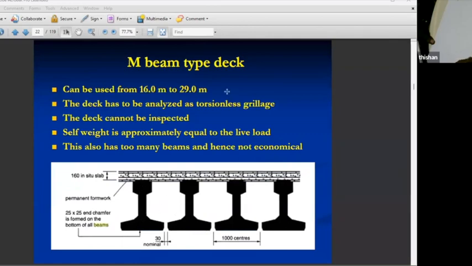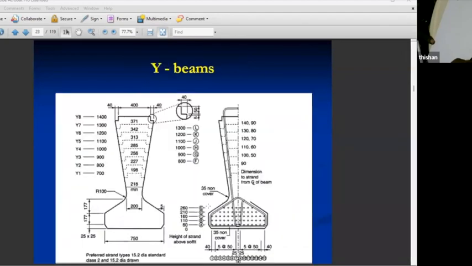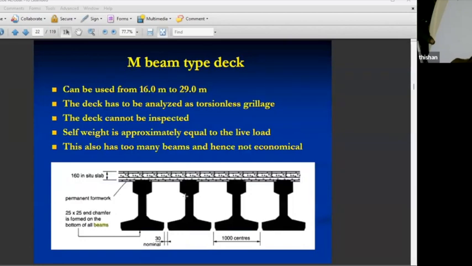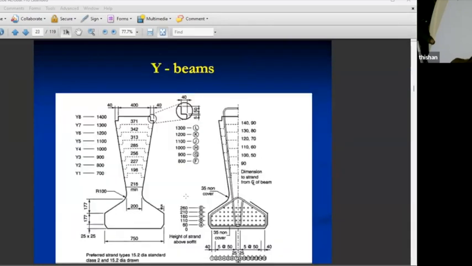This is for 16 to 29 meters length, but the theory is applicable for both. But today we learn the theory with this particular form, and it is applicable to this form as well. This is the latest, what we call Y beam.